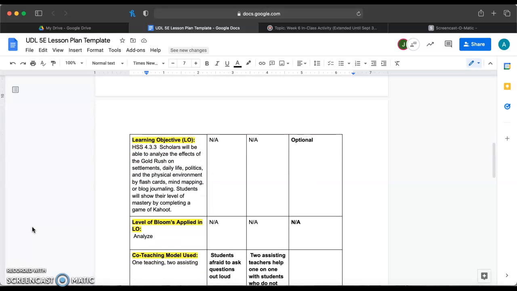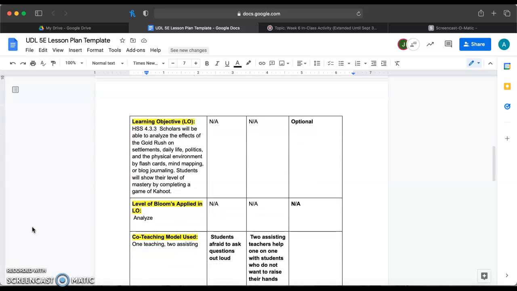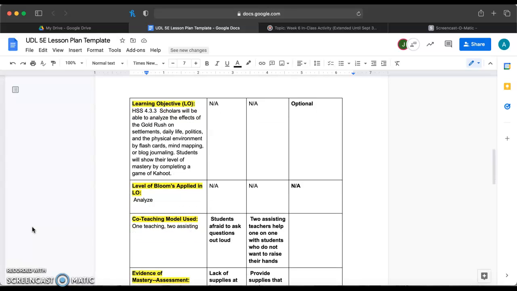We're going to go down to our learning objective. This is basically what we've been looking at for the past couple weeks. So learning objective is going to be 4.3.3. Scholars will be able to analyze the effects of the gold rush on settlements, daily life, politics, and the physical environment by flashcards, mind mapping, or blog journaling. Students will show their level of mastery by completing a game of Kahoot.